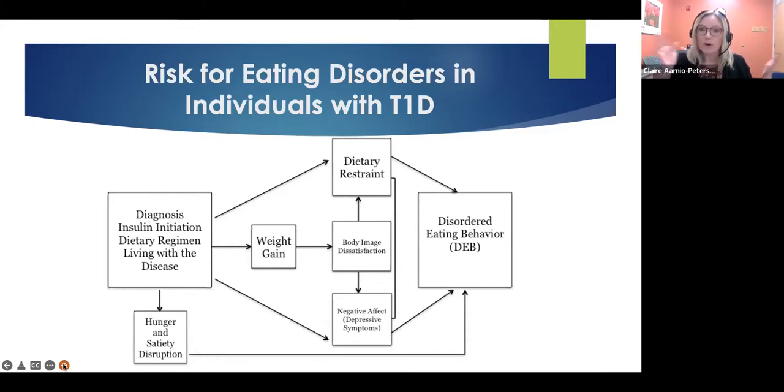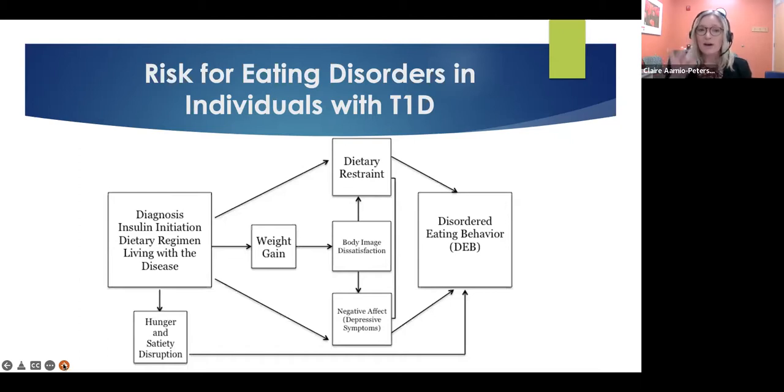So they break the rule. There's this sort of all or none thinking, oh gosh, I'm off my diet now, whatever. And that can sort of set one up for binge eating, and then potentially other forms of disordered eating behavior like insulin misuse, purging, and so forth.